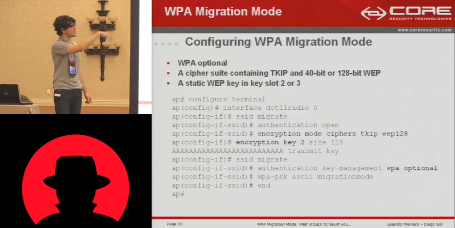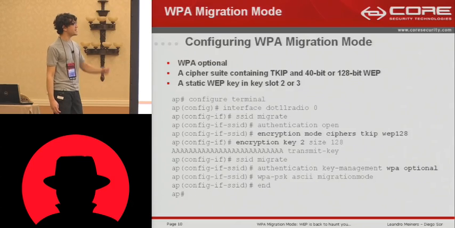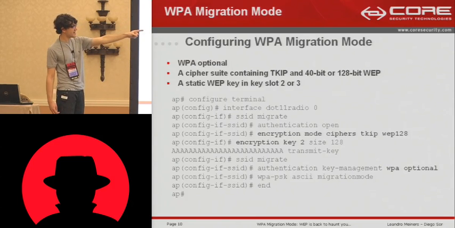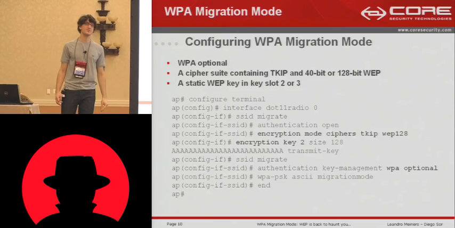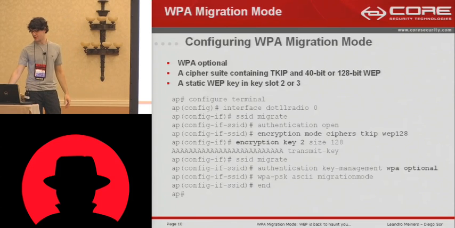Then we have the capture of the terminal where we configure the AP. You see that the encryption mode ciphers are TKIP and WEP 128 bits. The encryption key is in slot 2, and the key is here, and the SSID. And then you see the authentication key management as WPA optional, because this is a requirement for the AP to work.